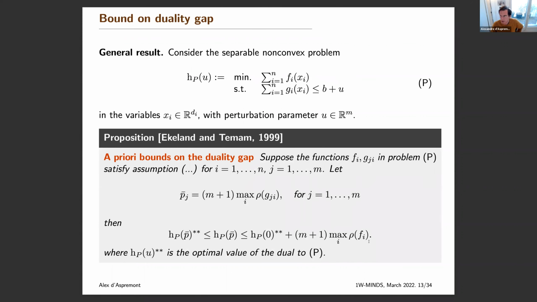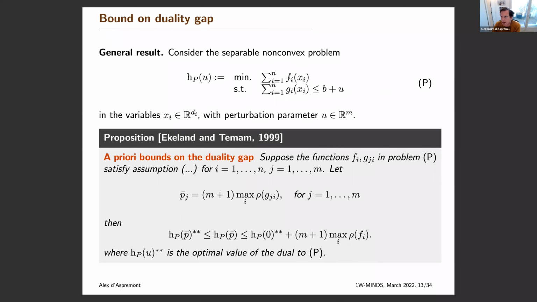So that's good news. And we can make this result a bit more formal in a much more generic setting. So don't focus too much on the details, but I'll give you a rough flavor of this result, which is due to Ekeland and Temam, which can be found in their 1999 book. It goes back earlier than this, but it's written in a very clean format over there. So let's study a much broader setting where we again minimize a separable objective function subject to separable constraints, and we introduce this perturbation term u, and so we define HP of u as the perturbed primal problem with parameter u.